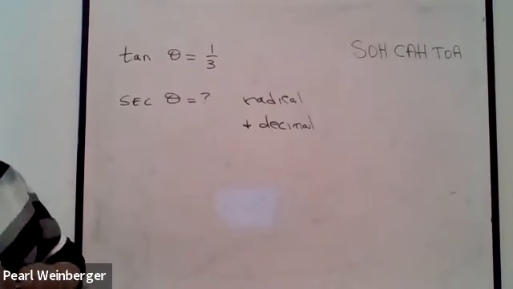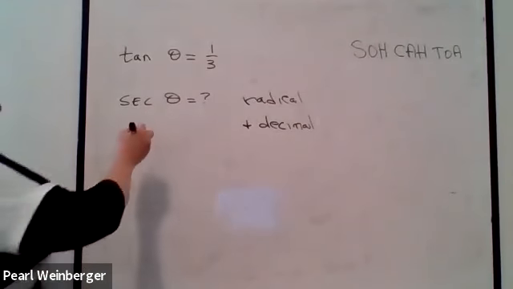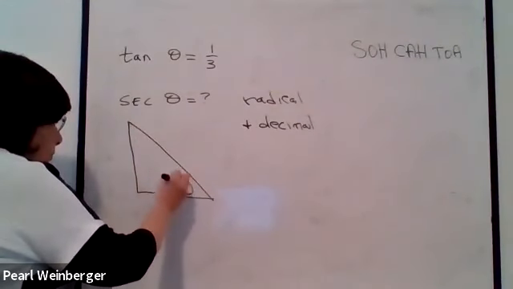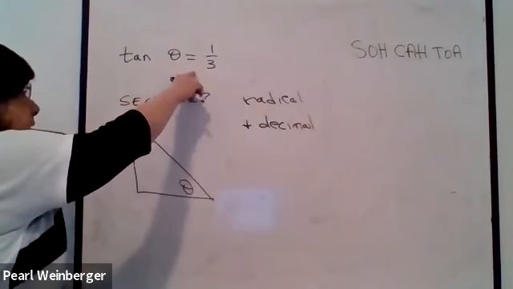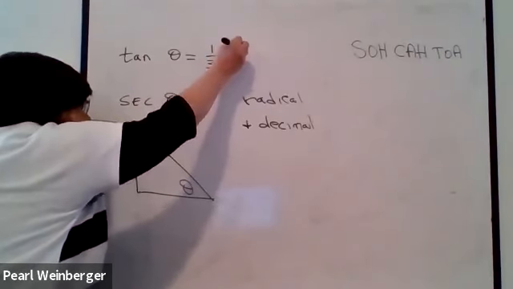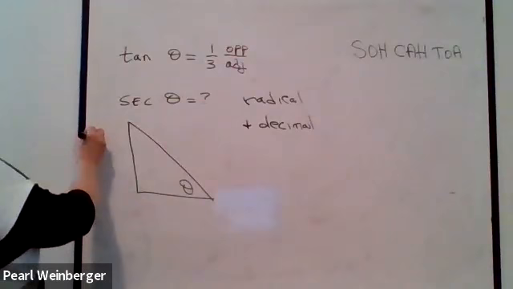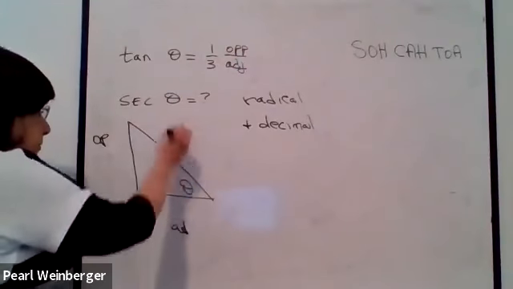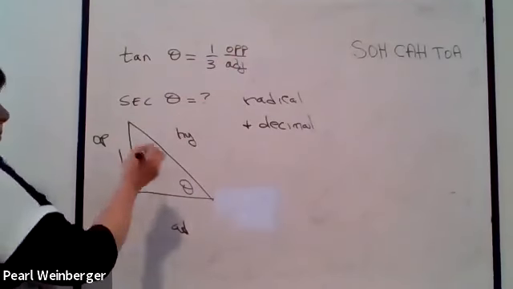Okay, let's try and do this together. So again, I want to make a picture of a right triangle. And then I'm going to put my theta over here. And I was told that the tangent of theta is 1/3. Now remember, tangent is TOA, opposite over adjacent. And this is my opposite side. This is my adjacent side. This is my hypotenuse. So my opposite side I'm going to call 1, and my adjacent side I'm going to call 3.